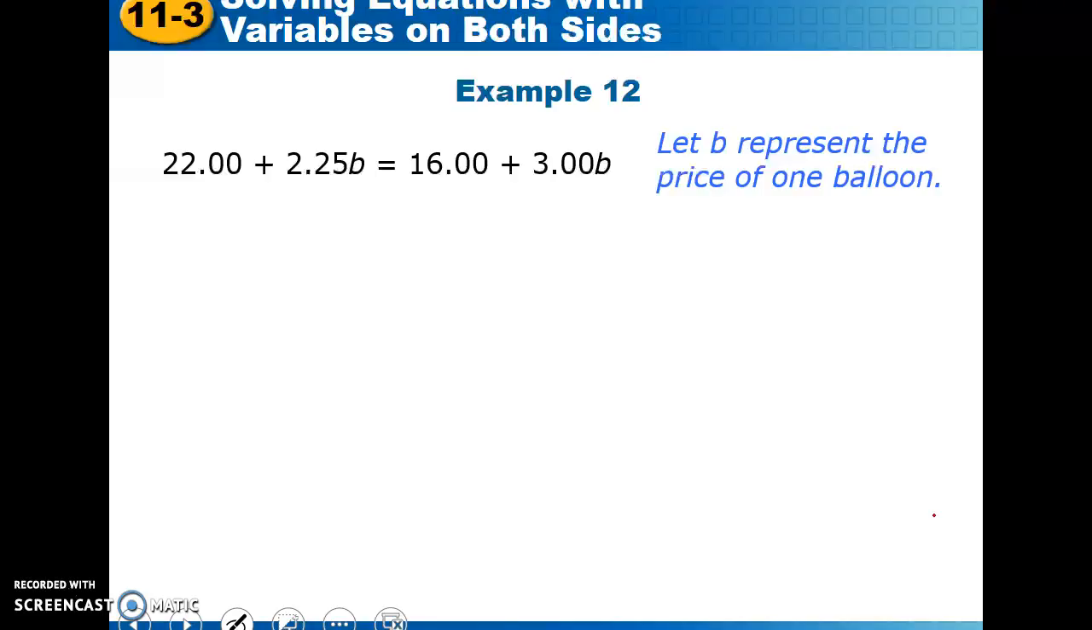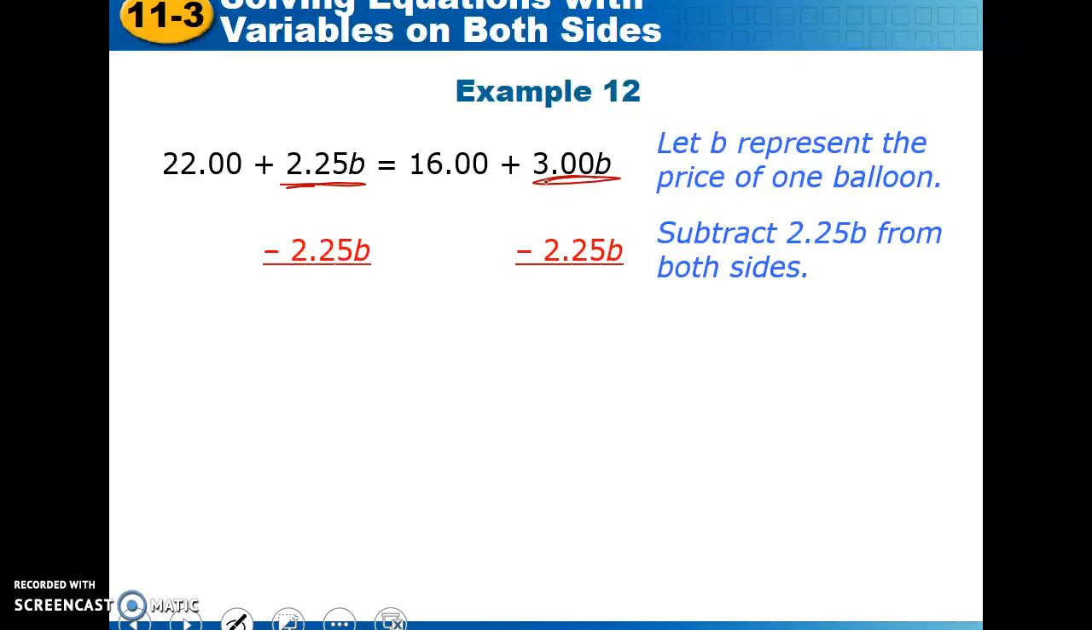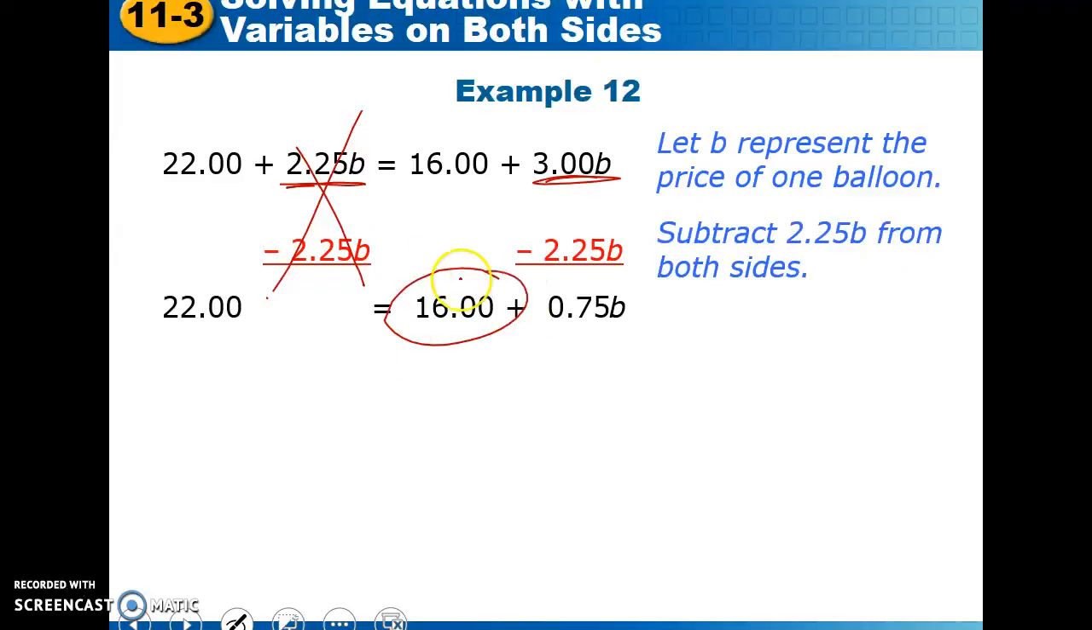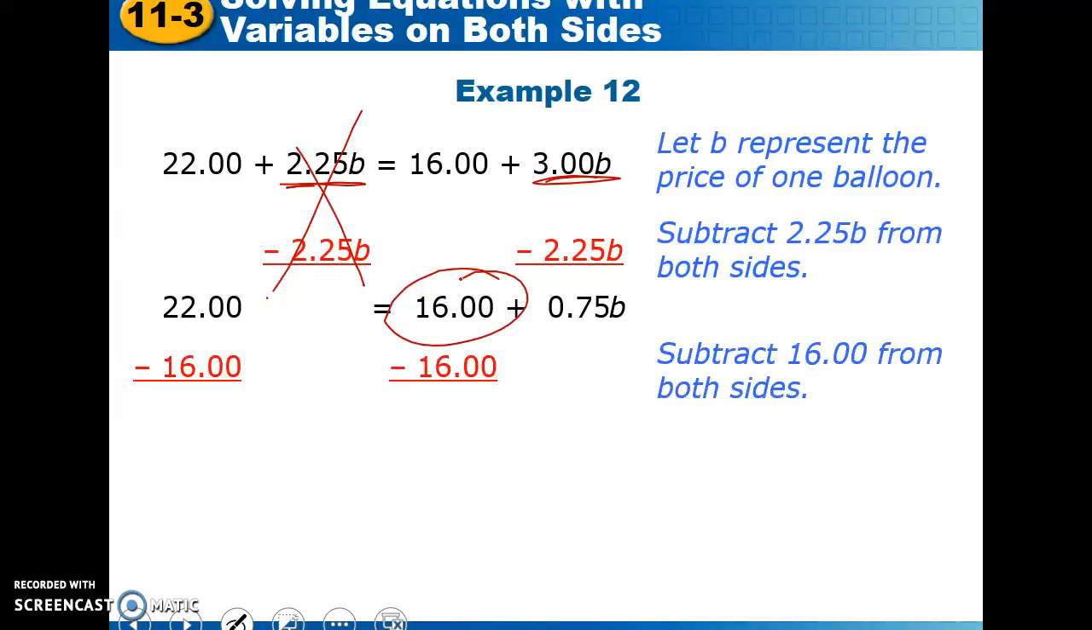So looking at our equation, now it's time to solve it. We have two variable terms, 2.25b and 3b, so we have to decide whether to add or subtract. I went ahead and subtracted 2.25b from both sides, making that term go away, leaving the equation 22 equals 16 plus 0.75b. Then this is solving like normal. You need to isolate the variable, starting with the addition or subtraction, so we subtract 16 from both sides, making this go away.